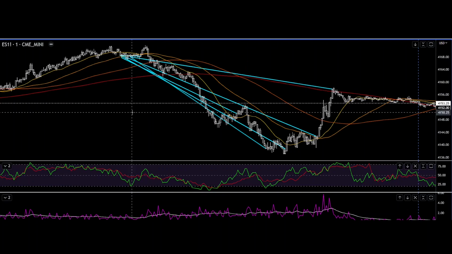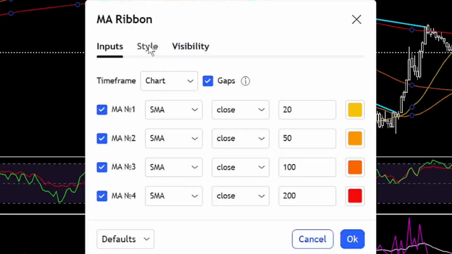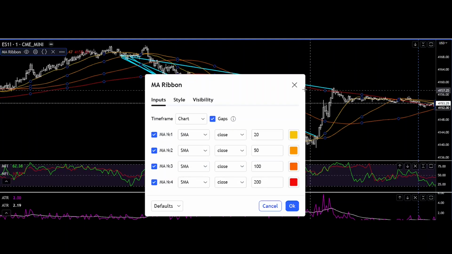So let's talk about the settings for these indicators. Your moving average ribbon doesn't really matter, it's just to give you a visual representation of trend on the bars. So this is set at the standard settings: one moving average at 20, one at 50, one at 100, and one at 200 to create the ribbon.